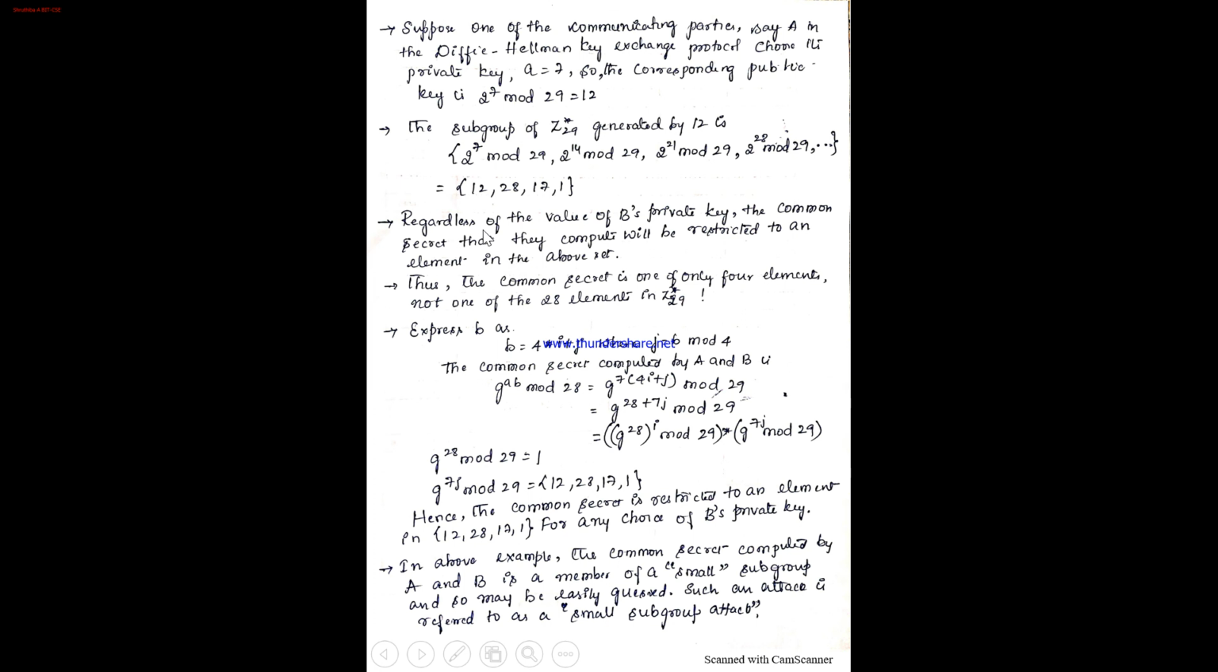So any eavesdropper or any person in between can easily guess any one of these numbers, because the set here has only 4 numbers. One among these 4 numbers has to be chosen. Here is an example of how this is computed. You can just go through the steps here and easily understand, guys. This is the example for the small subgroup attack. Whenever your subgroup is very small, it is very easy for the attacker to find out the number. That is what this attack is all about.